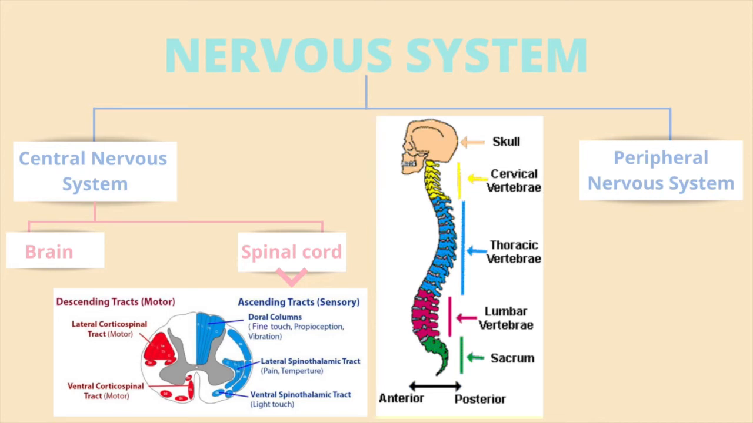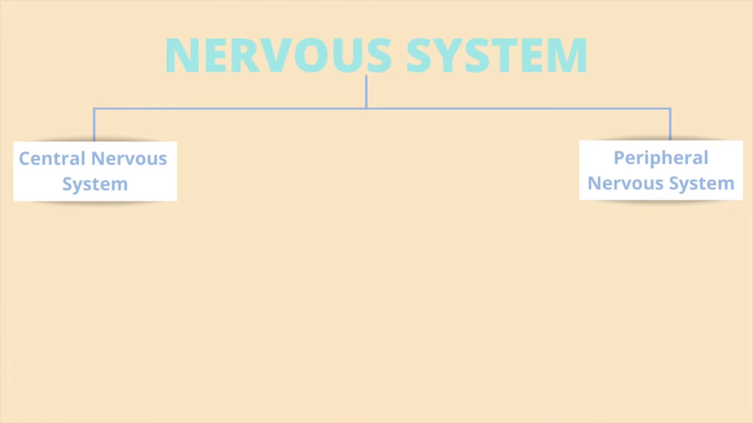This location is very important in reviewing the spinal cord injuries, because if you know the location of the problem, you would know the signs and symptoms of the patient. So we will discuss more about that in my next videos about the spinal cord injuries. So right now, let's discuss the definition of the peripheral nervous system.